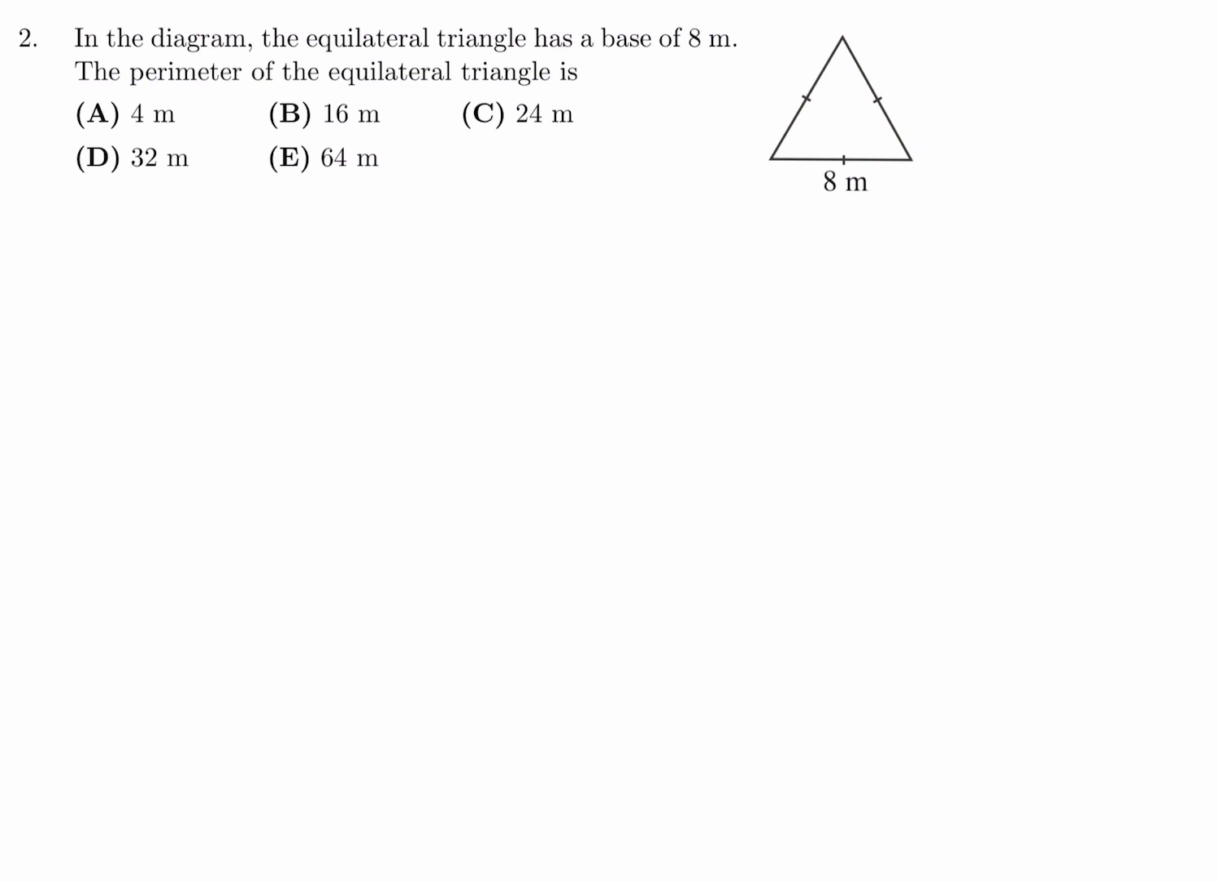In the diagram, the equilateral triangle has a base of 8. The perimeter of the equilateral triangle is. These little symbols mean that those sides are the same, and we know it's equilateral, which also means that the sides are the same. So this is 8, and that's 8. The perimeter is the sum of all the sides, so it's 8 plus 8 plus 8, and that is equal to 24. So number 2, the answer is C.